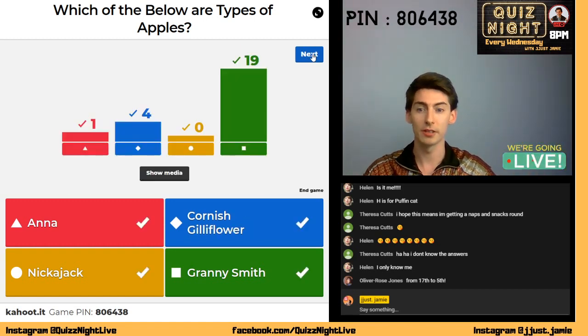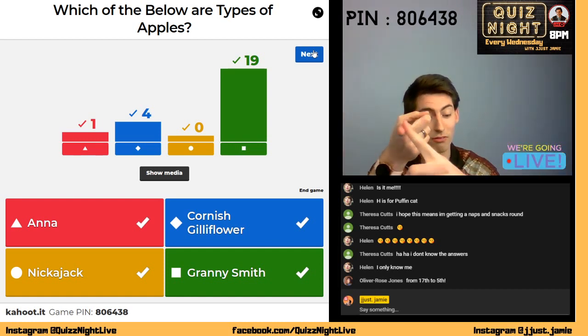Okay, 19 of you guessed. Interesting, right? So they're actually all correct apples. So you could have got 8,000 points if you gambled it. Okay. One person got like 6,000 points by the looks of it.